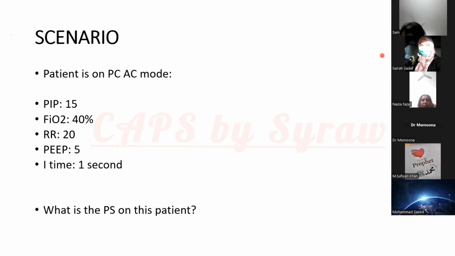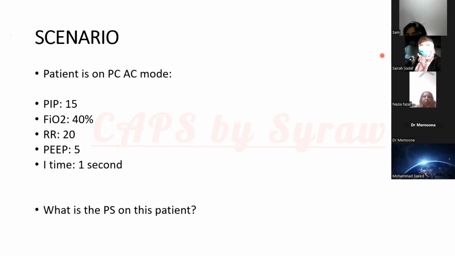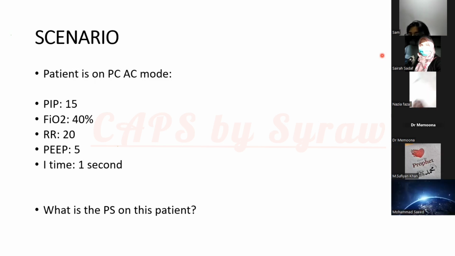But the concept I would like to clear here is that since this is an assist controlled mode, the patient will not have true spontaneous breaths. The vent will deliver mandatory breaths, where the rate is set at 20. And if the patient triggers a breath, it will be assisted by the vent. These are not true spontaneous breaths, and we cannot apply pressure support to a controlled or assisted breath. Pressure support can only be applied to true spontaneous breaths. This is a concept that I would like all of you to have cleared.